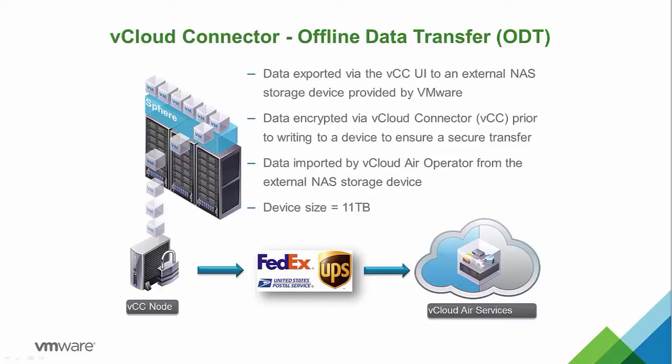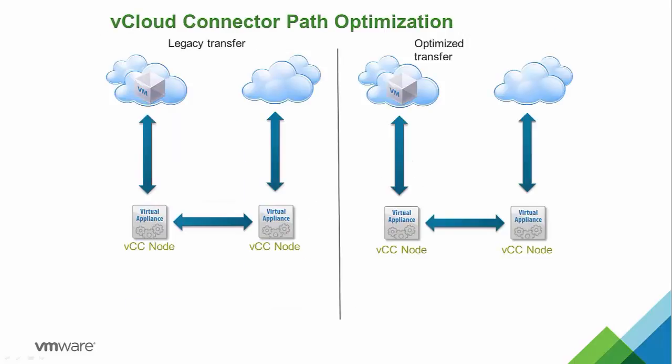On our side, the data will then be imported by a VCHS operator from the external NAS storage device, and you can see there that the device size is 11 terabytes. Anything over this will require a second device to be shipped out. So let's take a little look at how a VCC transfer happens.